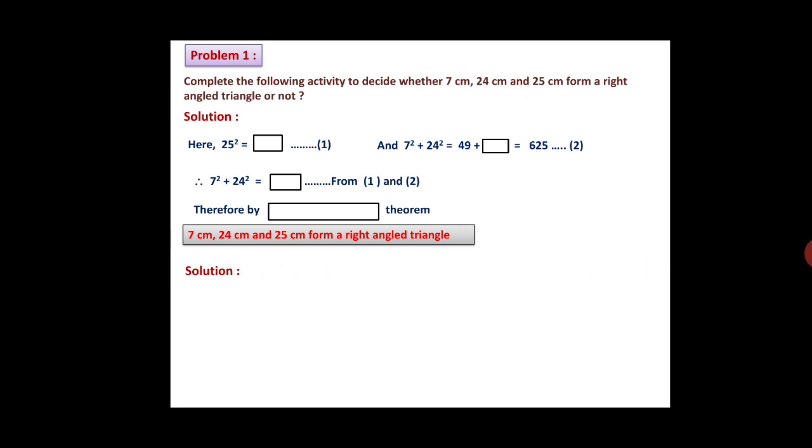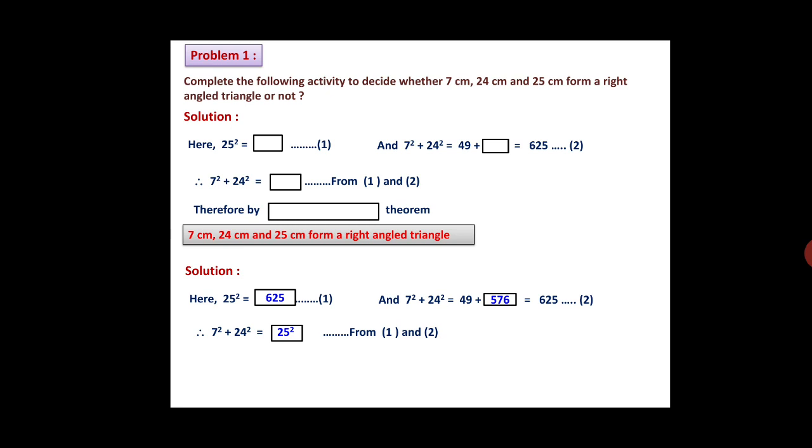See, now we start. We have to replicate this once again by filling the boxes. In the previous chapter, similarity, I had given you only hints. This time I have tried to replicate those things, how you have to write that one. So here 25 square, that box will be 625, and in the next it will be 576. 49 plus 576, that will be 625. You should not write only the box, you have to solve the whole problem again.